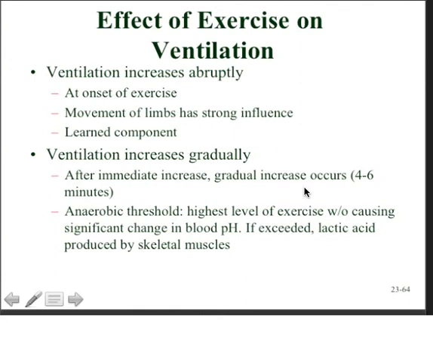Ventilation will increase abruptly upon exercise. The movement of the limbs has a strong influence. A lot of this is a learned response. The ventilation begins to increase gradually. After an immediate increase, the gradual increase occurs about 4 to 6 minutes later. Then we hit anaerobic threshold, which is the highest level of exercise we can attain without causing a big change in the blood pH. If we exceed this, lactic acid buildup by the skeletal muscle will eventually result in basically exercising to the point of failure.